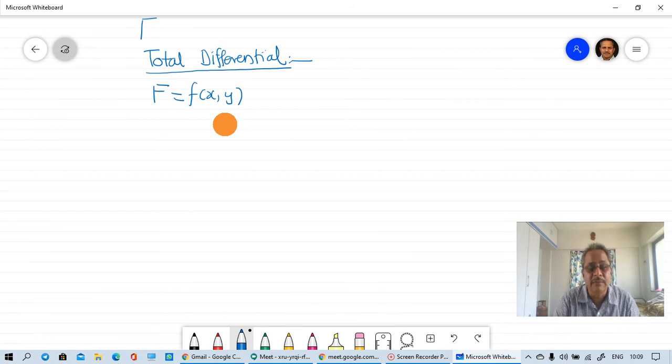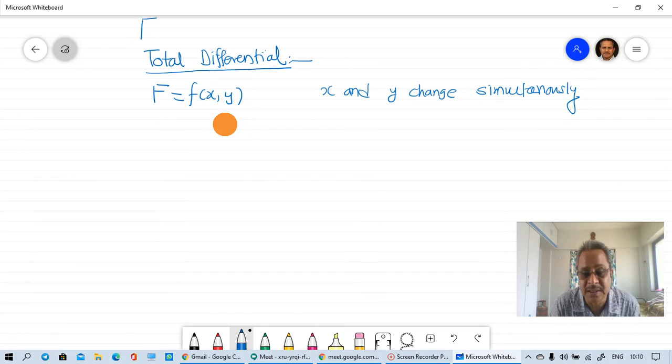Now in physics or in any other physical phenomenon, it is possible that both x and y change simultaneously. Change, this word is very important, simultaneously. In earlier discussion we have taken separate cases: x changes and y remains constant, whereas in the second case y changes and x remains constant. This time both x and y change, to x plus delta x and y plus delta y.